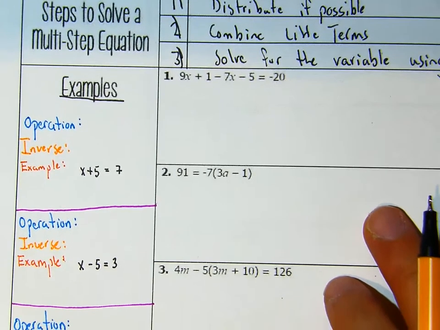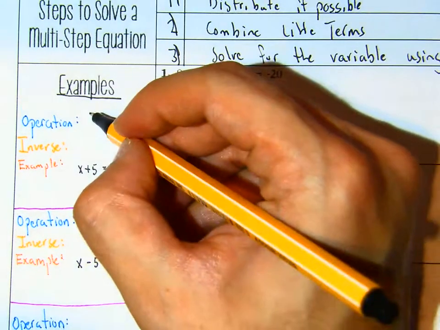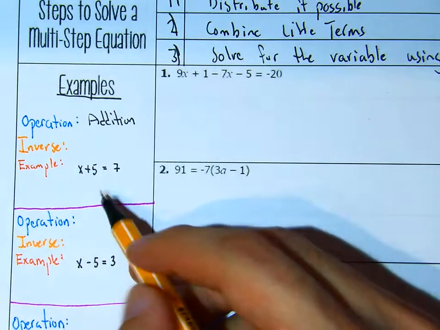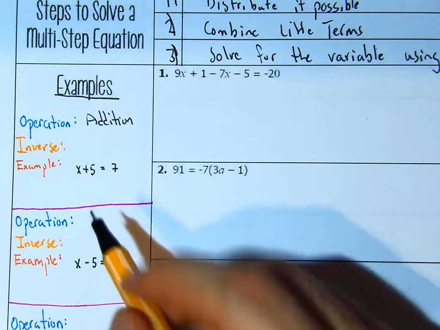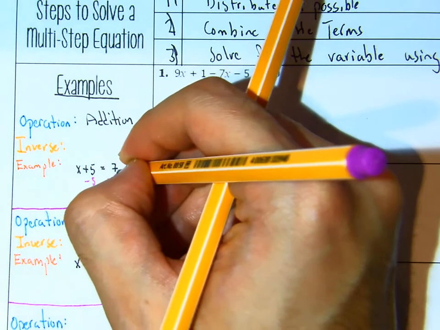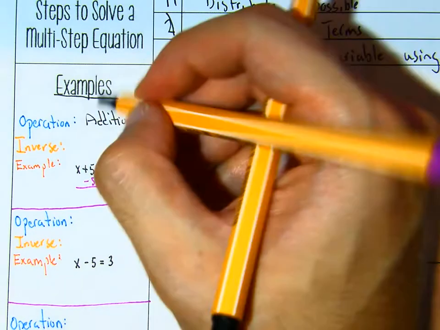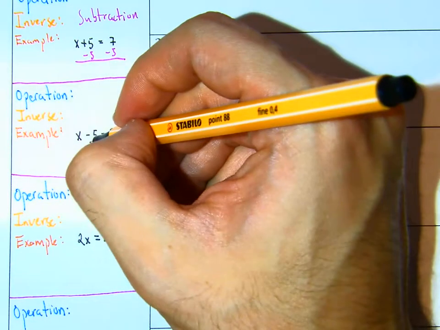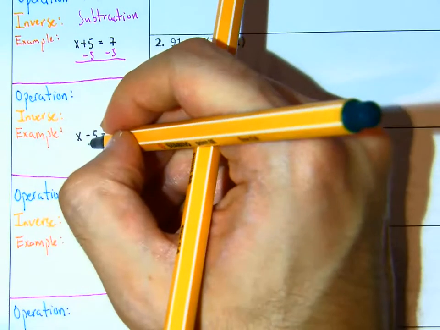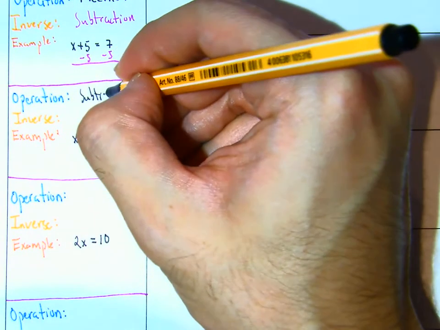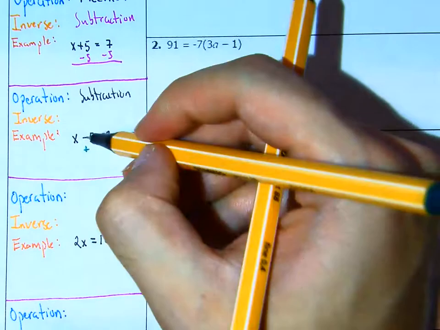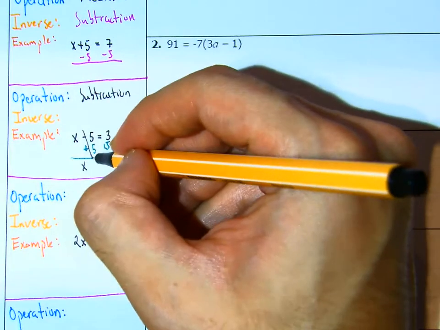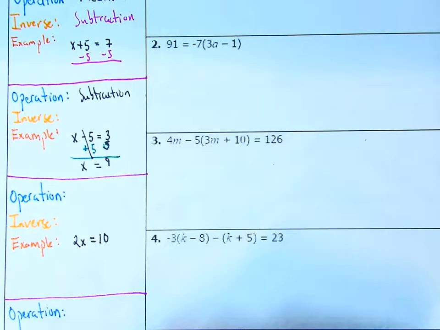So which inverse operations are we talking about? For example, what operation is happening between the x and the 5? It's addition. If I have x plus 5 is 7, how do I get x by itself? I would subtract 5 on both sides, because the inverse of addition is subtraction. If I have x minus 5, the operation is subtraction, so the inverse is adding 5 on both sides. Then I have x equals 3 plus 5, which is 8.